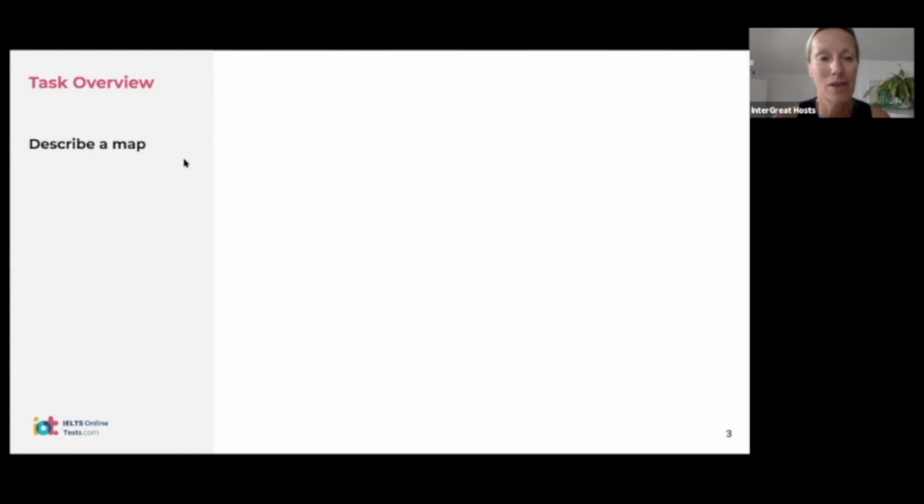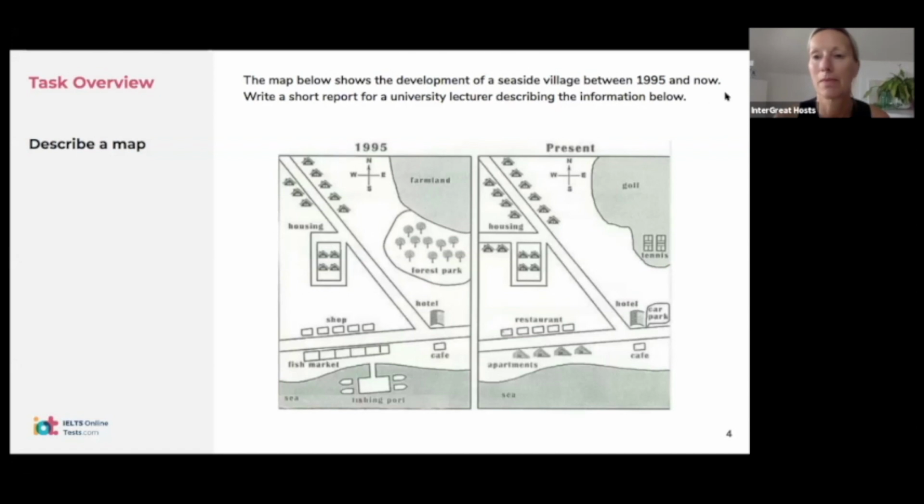So let's just have a look at it. So the task overview is describing a map. And somebody mentioned Ali, Seaside Village, I think you're right. So the map below shows the development of a seaside village between 1995 and now. So you have to write a short report for a university lecturer describing the information below. Okay, so this is quite a common task type for task 1.